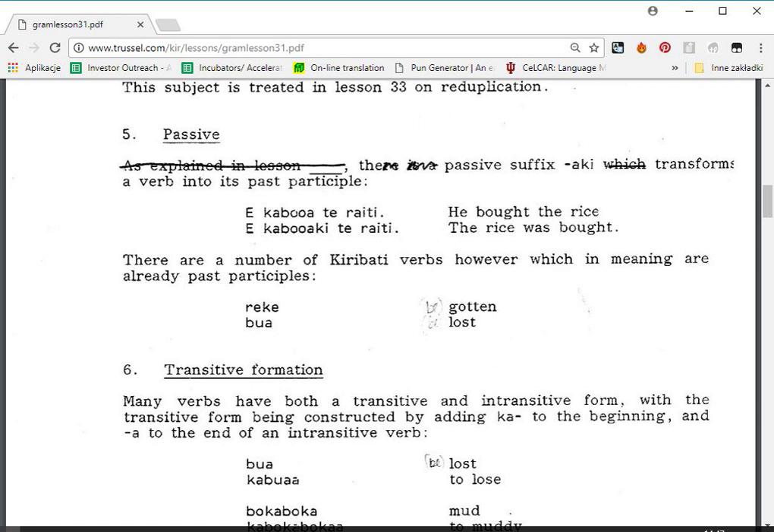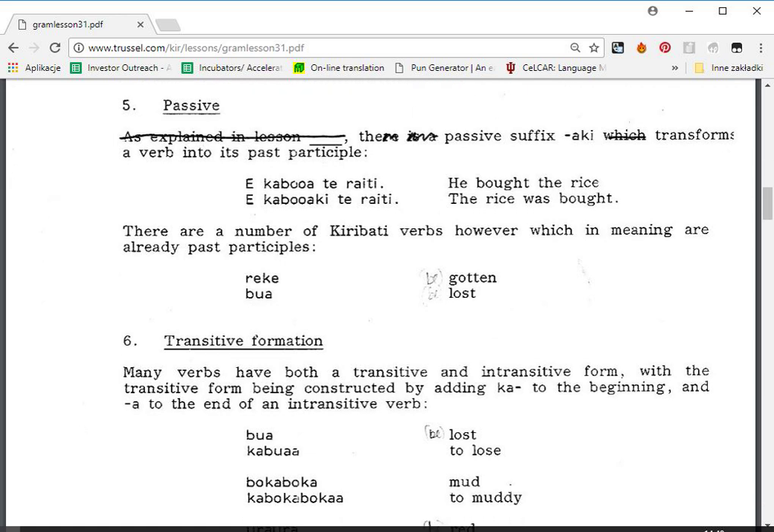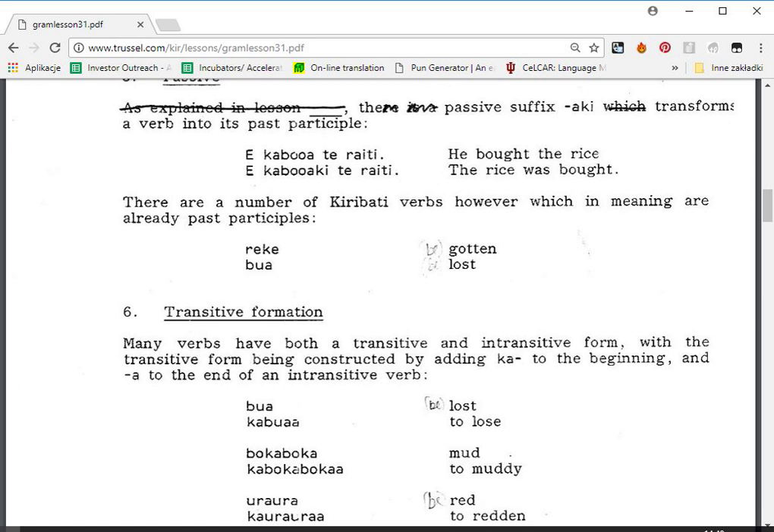Okay, passive. It's going to be very interesting to read this because it looks like it's been, how do I put it, proofread. So, the passive suffix aki transforms a verb into its past participle. So this will explain it. E kaboa te rice. He bought the rice. Versus e kaboaki te rice, which means the rice was bought. Okay, so kaboa is buy, and then kaboaki is to be bought.